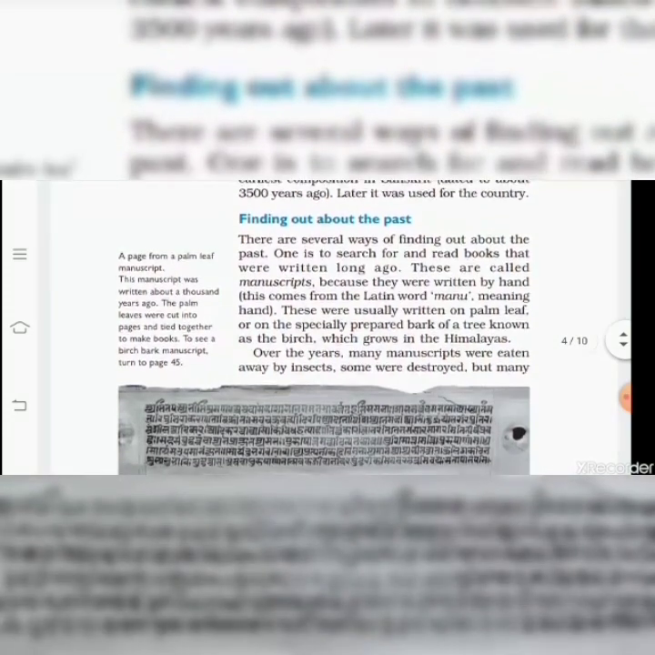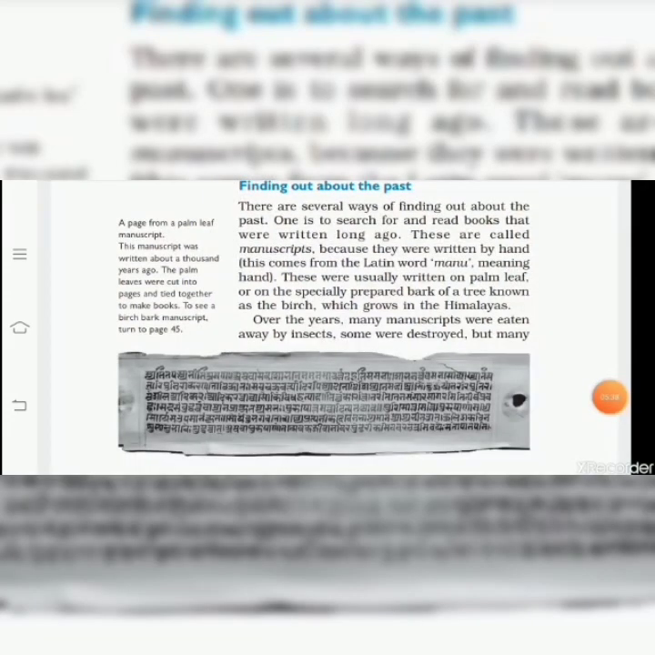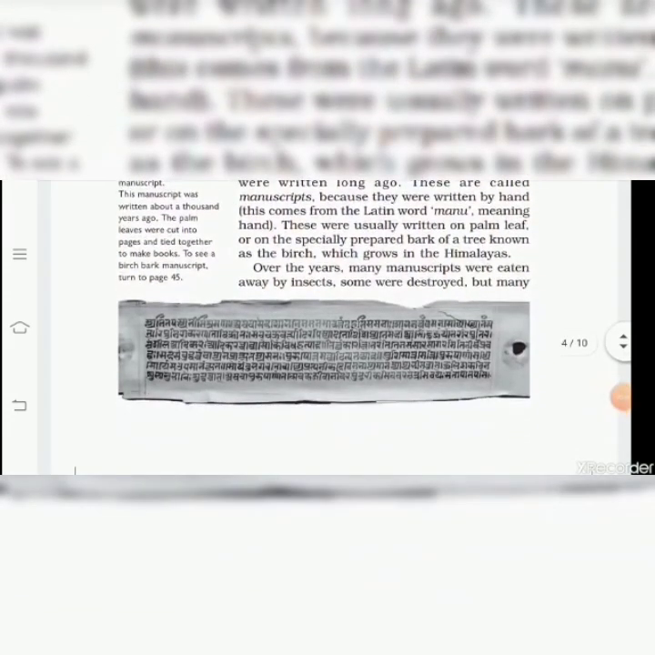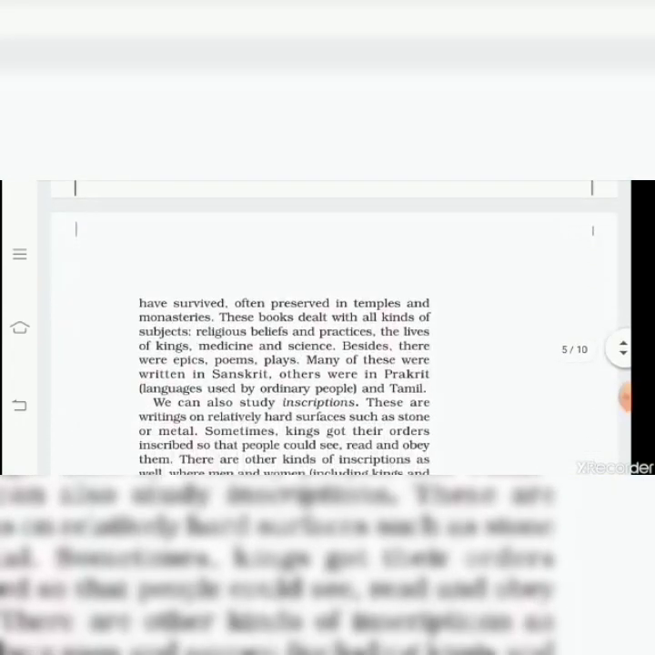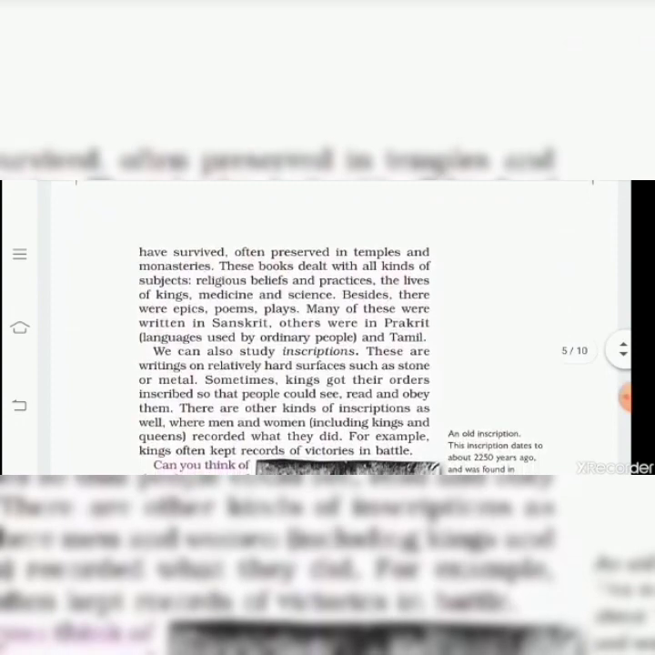archaeological sources and literary sources, some inscriptions, the carvings on the stone or pillars, manuscripts, that is handwritten things, or old monuments or buildings, etc. Many manuscripts were eaten away by insects and some were destroyed, but many have survived, often preserved in temples and monasteries. Earlier, books were written in Sanskrit or in Prakrit.